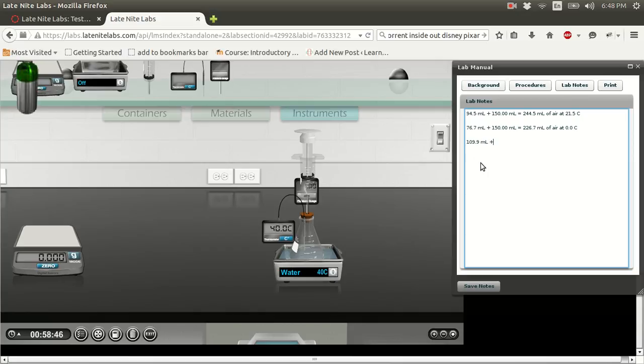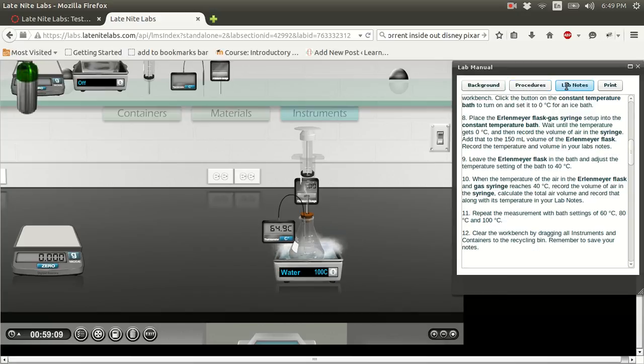You add that to 150, right? And you do the addition, right? And you record the temperature, and you move on. You change it to 60. You do the same thing. You change it to 80. Whoops. You do the same thing. Okay.